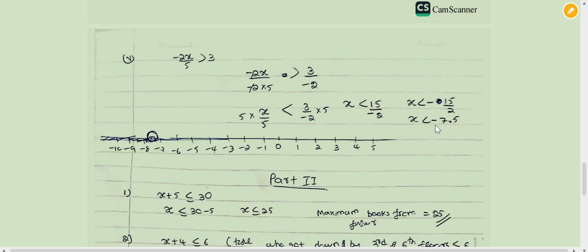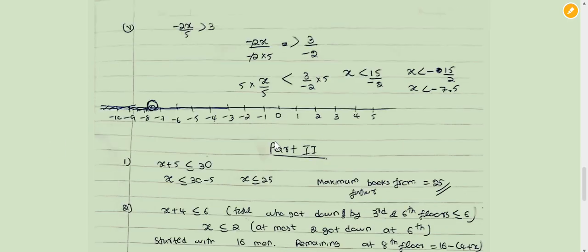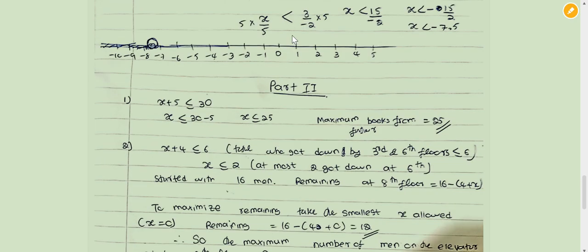So x is less than minus 7.5. You should draw a number line like this, and minus 7.5 is in between minus 7 and minus 8. So draw a circle, not shaded inside the circle, and you should shade from minus 7.5 to minus infinity. Okay.